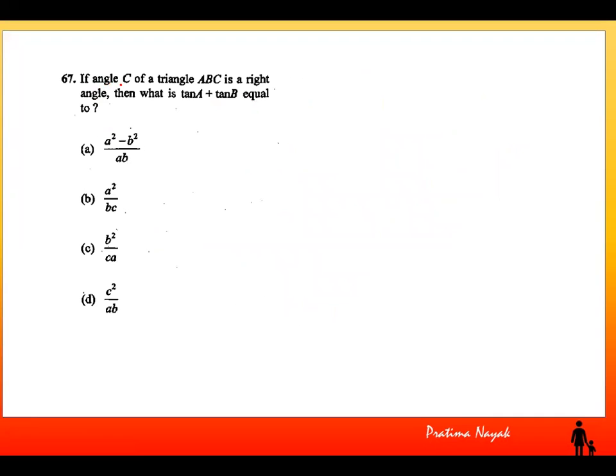67. If angle C of a triangle ABC is a right angle, what is the value of tan A plus tan B equal to? So this is a right angle triangle. C is your 90 degrees. Let me name them. The side opposite to A is small a, the side opposite to B is your small b, and the side opposite to angle C is small c.